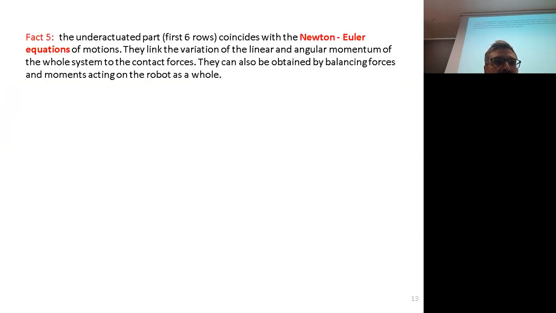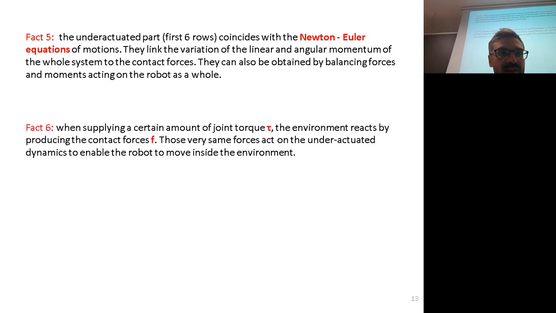And the next fact is that the first row coincides with the Newton-Euler equation of the robot as a single rigid body. So you remember, you can think about the robot with all joints welded in a fixed configuration, compute the inertia tensor, compute the center of mass, and then the first 6 rows of this underactuated dynamics for a legged robot are the Newton-Euler equation. This is a very good result.